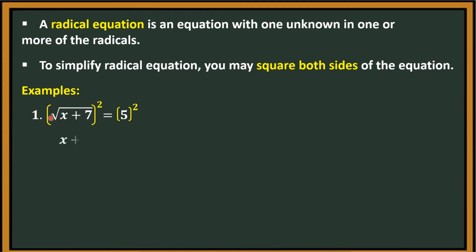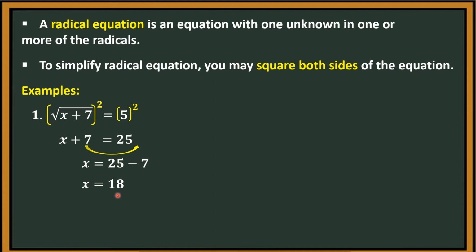So, matitira na lang sa left side, x plus 7 is equal to 25, kasi 5 squared is 25. Then, transpose positive 7 to the right side, so it will become negative 7. We will have now x is equal to 25 minus 7. And then subtract, so x is equal to 18.